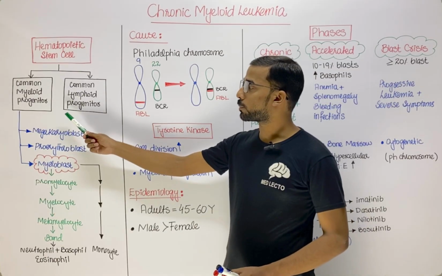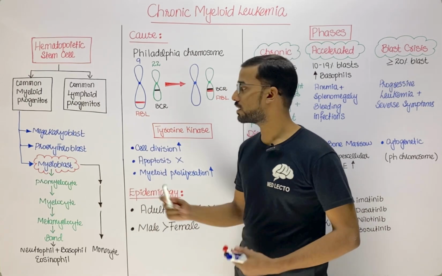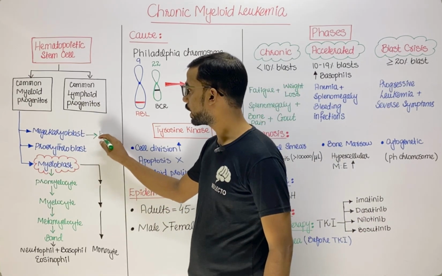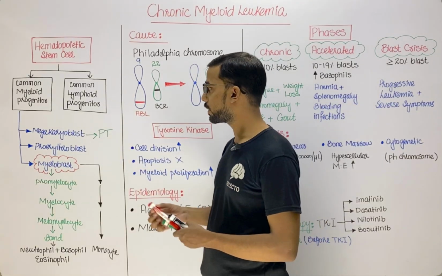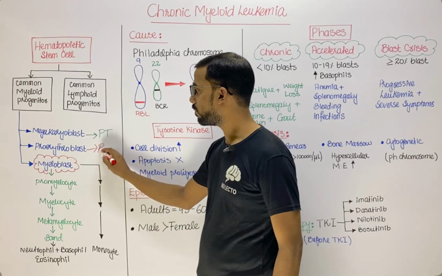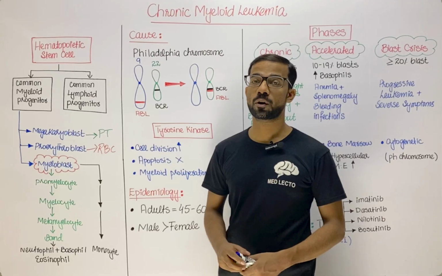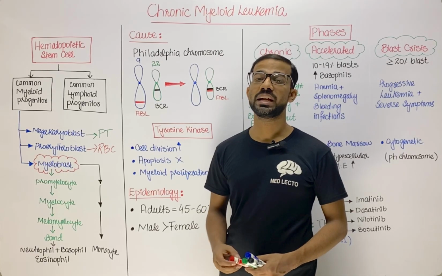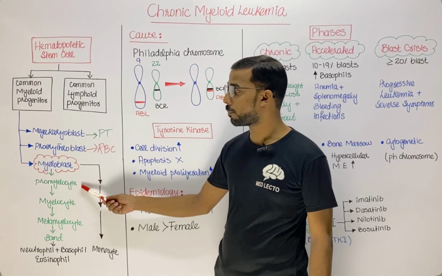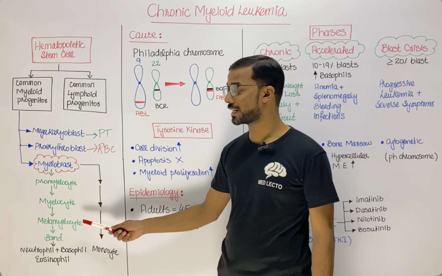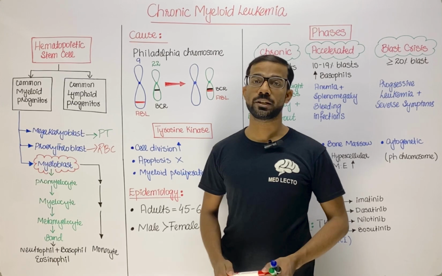From the common myeloid progenitor, you will see three lineages. Megakaryoblast will result in the formation of platelets. Proerythroblast will result in the formation of red blood cells. And the myeloblast: from the myeloblast, you will see the formation of white blood cells through different lineages. It starts from the myeloblast, then results in the formation of the promyelocyte, myelocyte, metamyelocyte, band form, and ultimately the neutrophil, basophil, and eosinophil.